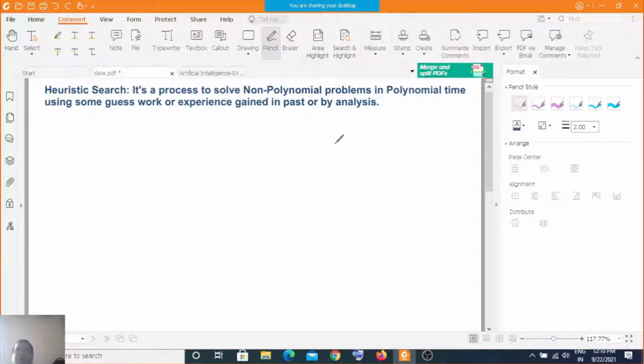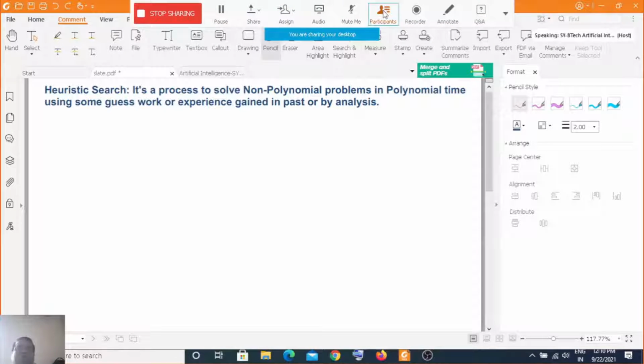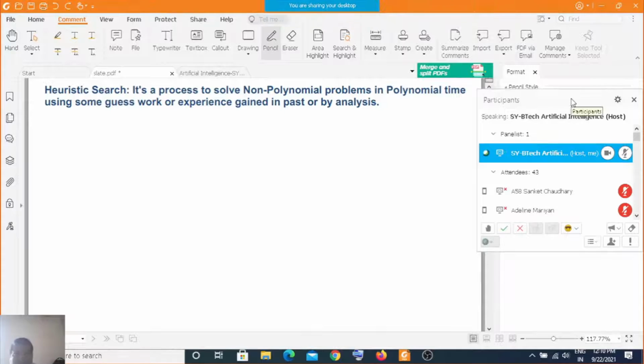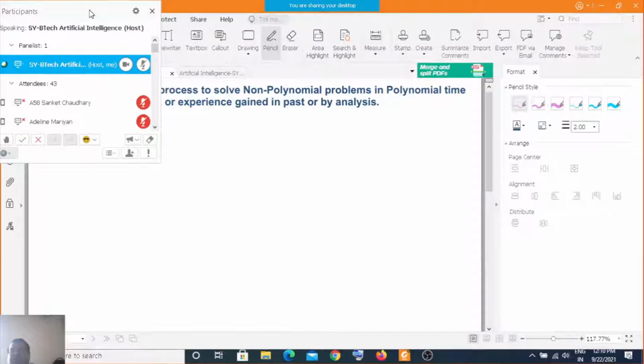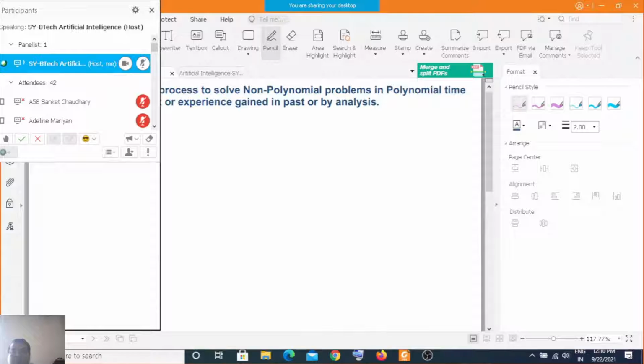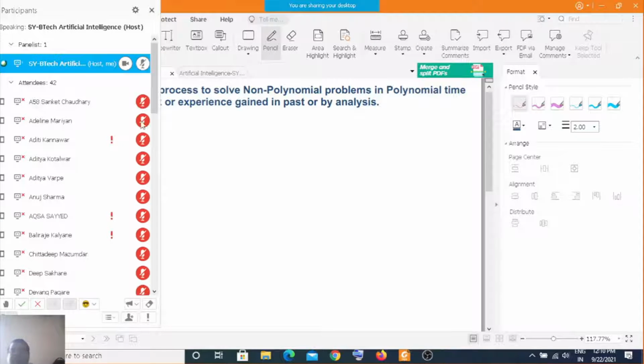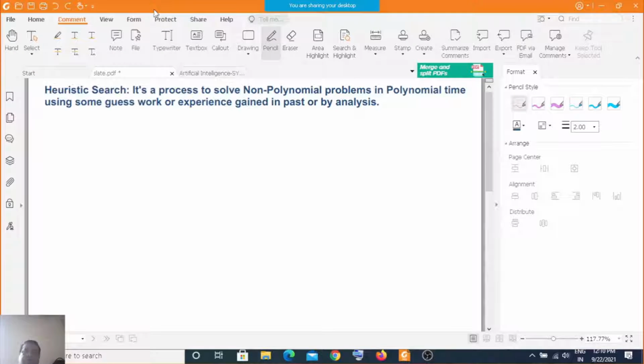If I told you to count all the stars in the sky, and give in detail that these many stars are there, how much time will it take? Sir, infinite time. Yes, obviously infinite time means something beyond human life. When we say non-polynomial, that means the time required to solve this particular problem is very, very high, or it may require generations to solve, and sometimes even after generations you may not get the proper solution.